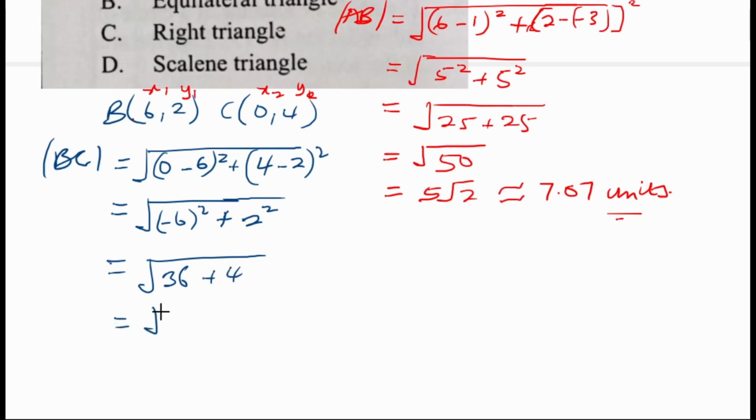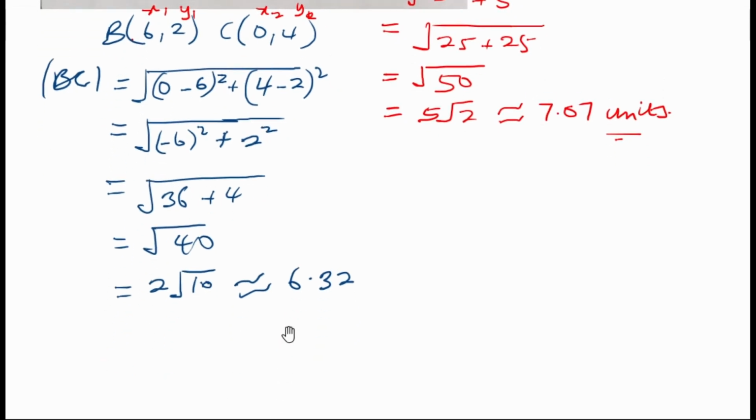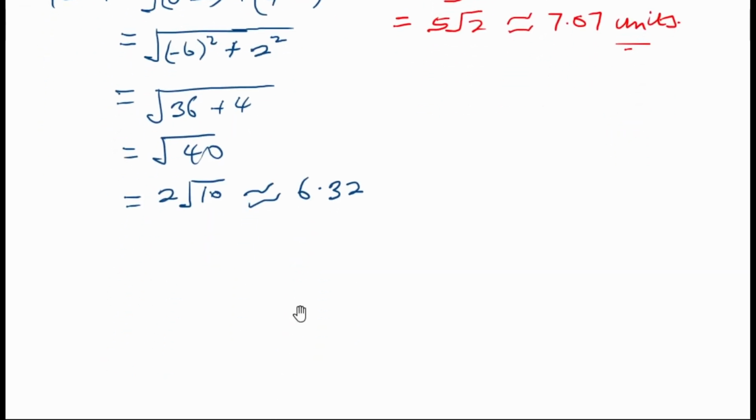And that becomes square root of 40, which when simplified becomes 2 root 10, or in decimal is going to be 6.32. Now let's work out the third side, which is the side AC. And then again, I'm going to write the coordinates of the points A and C just to guide my calculation. So the point A has the coordinate 1, negative 3, and then C has the coordinate 0 and 4.